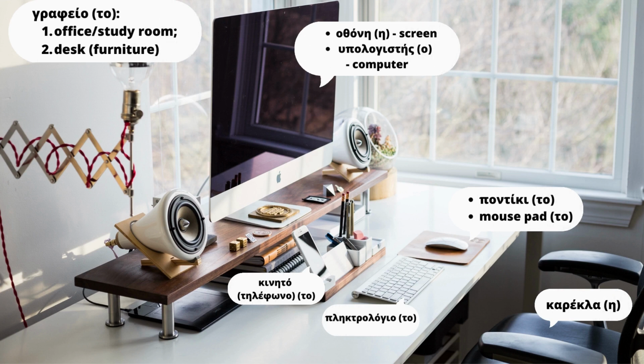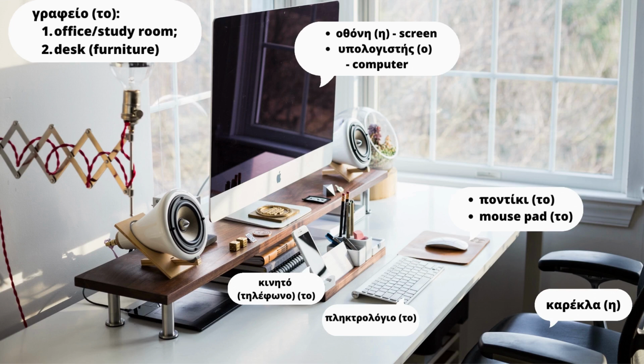So we have a few words here to discuss. We can see a computer with a screen. So we have 2 words for it. The first one is i othoni. Basically, we can see the information there. This is the word for the screen in Greek, i othoni, a feminine word. And the word for a computer is o υπολογιστής, masculine gender, o υπολογιστής.